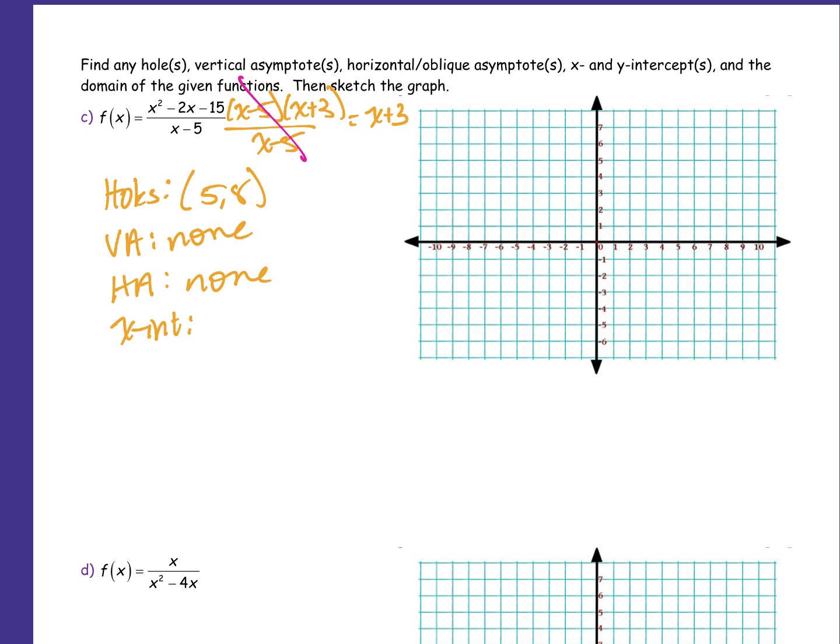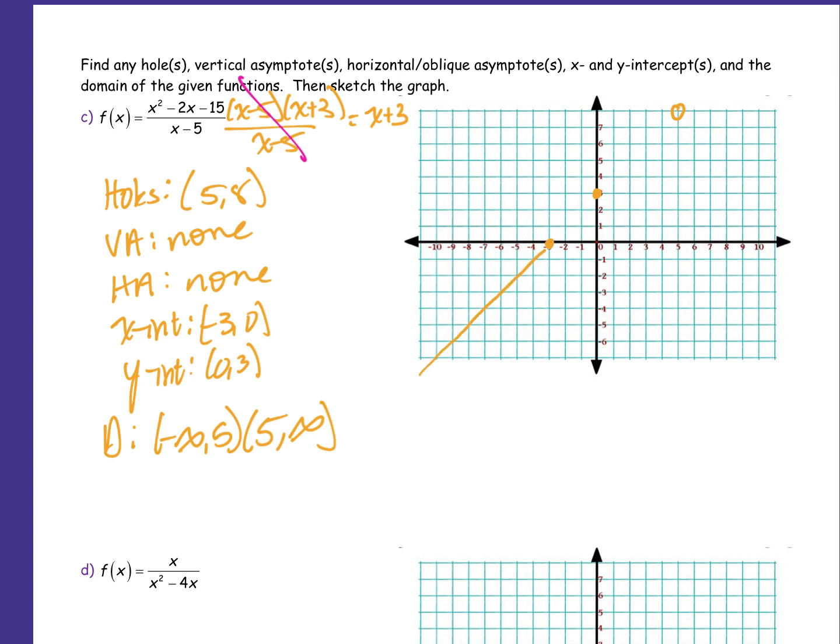X-intercept, -3, 0. Y-intercept, 0, 3. Domain, -infinity to 5, and 5 to infinity. So at 5, 8, I've got a hole. And 3, 0, -3, 0. Done.